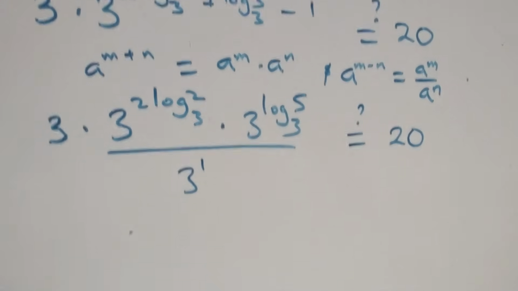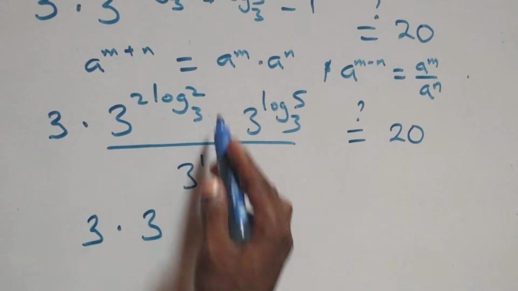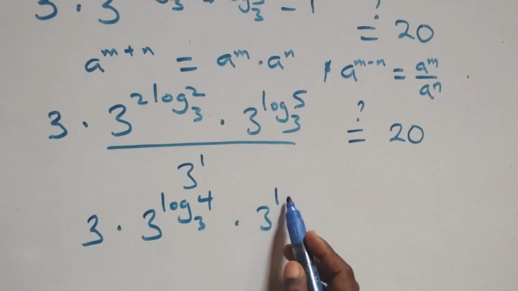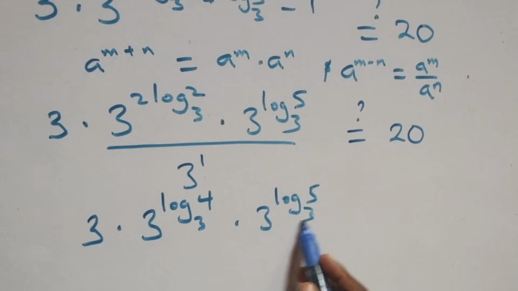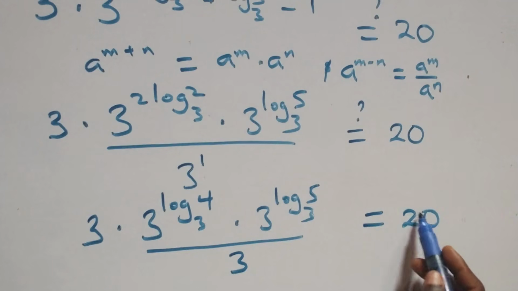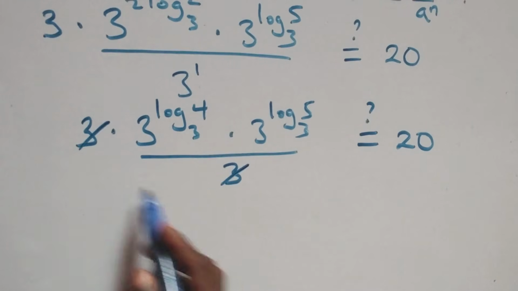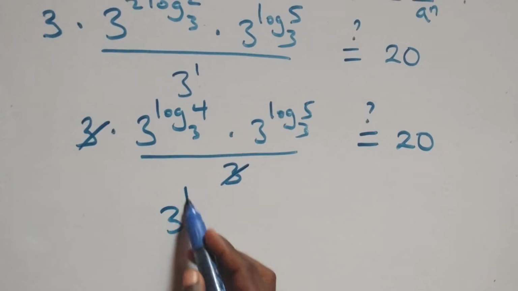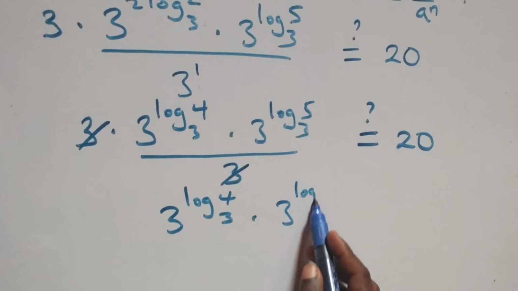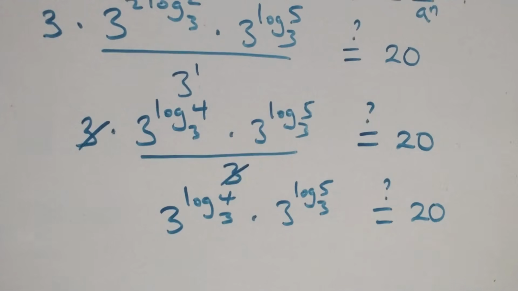Next, this becomes 3 times 3 raised to power, we move the 2 into the log, so we have log 2 squared, which is 4, base 3, times 3 raised to power log 5 base 3, over 3 raised to power 1, which is 3, equals 20 on this side. Here the 3s cancel each other. What we have becomes 3 raised to power log 4 base 3 times 3 raised to power log 5 base 3 equals 20 on this side.